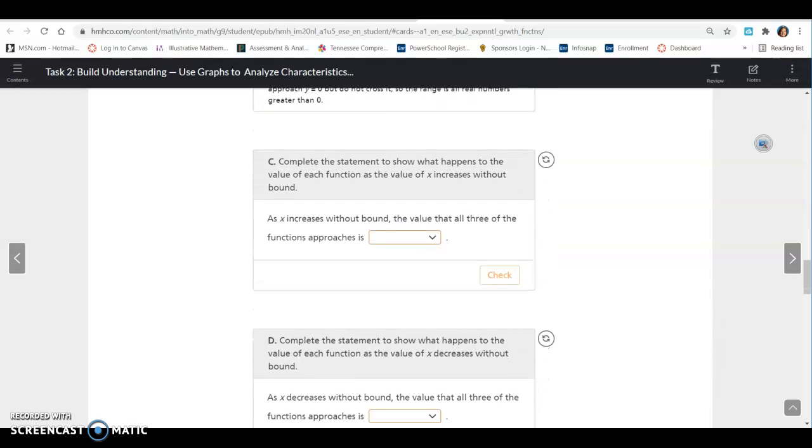And then we're going to look at the end behavior. Complete the statement to show what happens to the value of each function as the value of x increases without bound. That means if it's going to the right. When you're looking at the graph, x increasing without bound means x is going towards positive infinity, to the right side of the graph. So as x increases without bound, the value of all three functions approaches infinity.